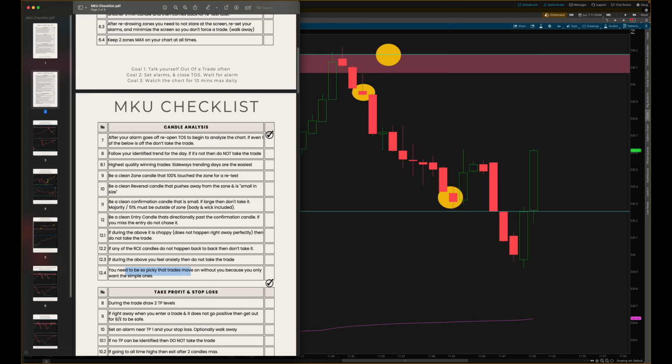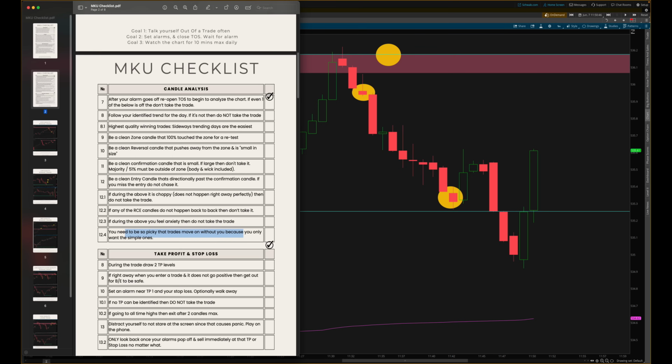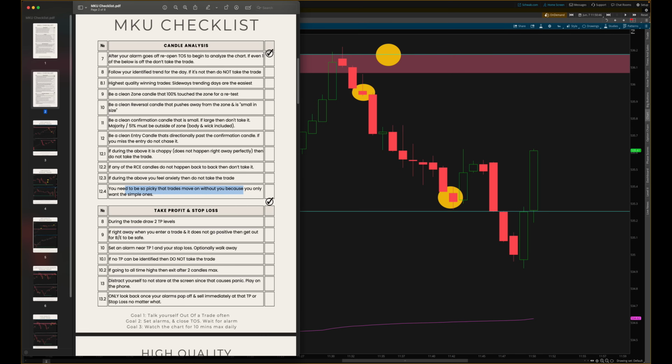You need to be so picky that trades move on without you because you only want the simple ones. And I've already mentioned this before, but I think it's the most clear, the most important piece possible. Next piece is the take profit and stop loss component here.